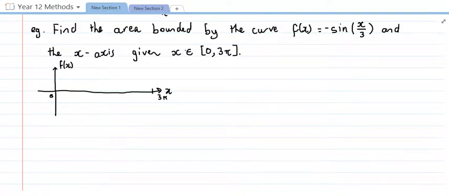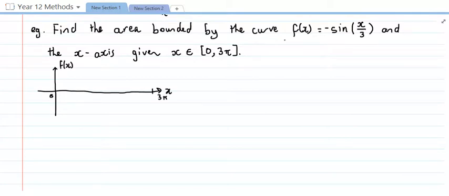Okay, so in this video I'm going to do a bit more of a tricky question, and we'll just see how that goes. Find the area bounded by the curve f of x equals negative sine of x on 3 and the x-axis, given that x is an element of 0 to 3 pi. The first thing I'm going to do in a question like this is sketch it, either using a calculator or just by hand. This is a fairly straightforward equation, so hopefully it'll be a pretty quick sketch.